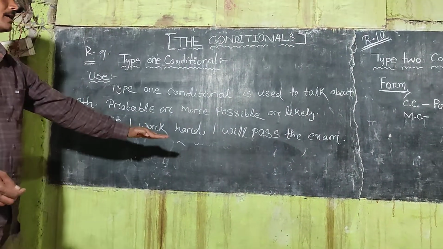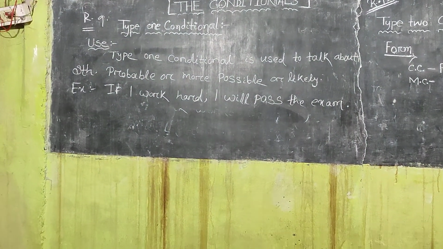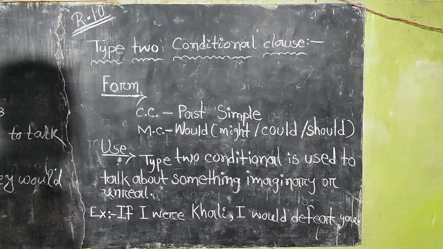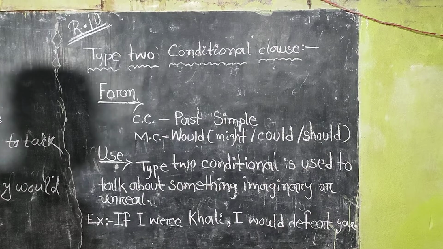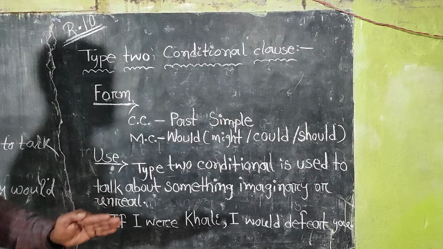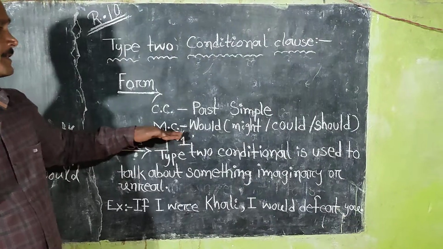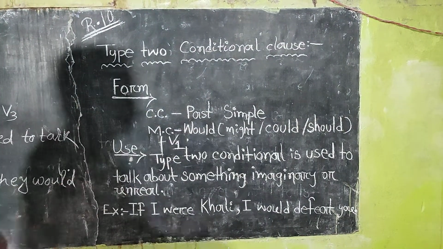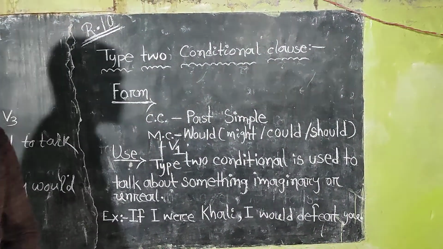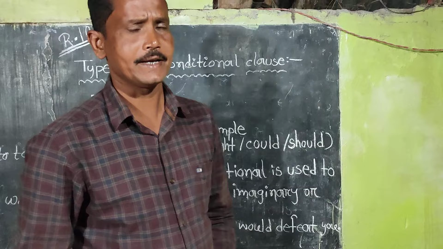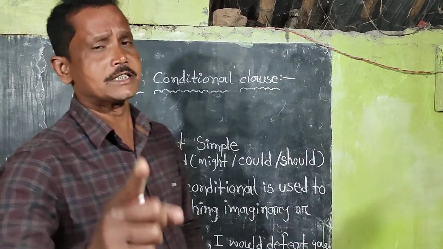Example: if I work hard, I will pass the exam. This is the example of type 1 conditional. Rule number 10, type 2 conditional. Its form is: the conditional clause takes past simple tense form, and the MC takes would, might, could, should, etc. plus V1. This type of conditional is used to talk about something imaginary or unreal.